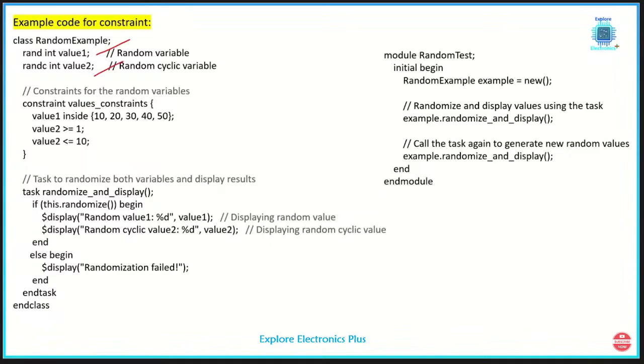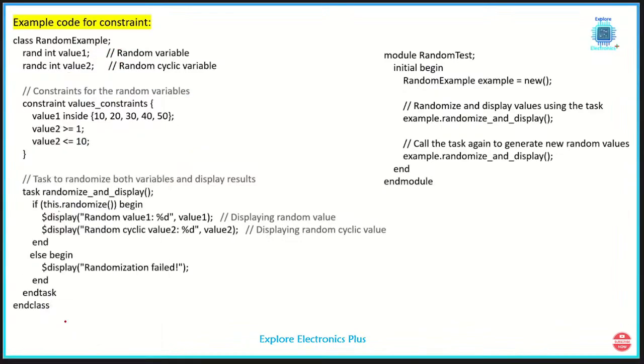Again, the same example, value 1 and value 2. Previously, we have not used this constraint. We just used the randomize function to get randomized values. If you use this constraint now, value 1 while randomizing will take only these values. Value 2 will always be greater than 1, and value 2 will always be less than or equal to 10. This is the constraint we are writing for value 1 and value 2.